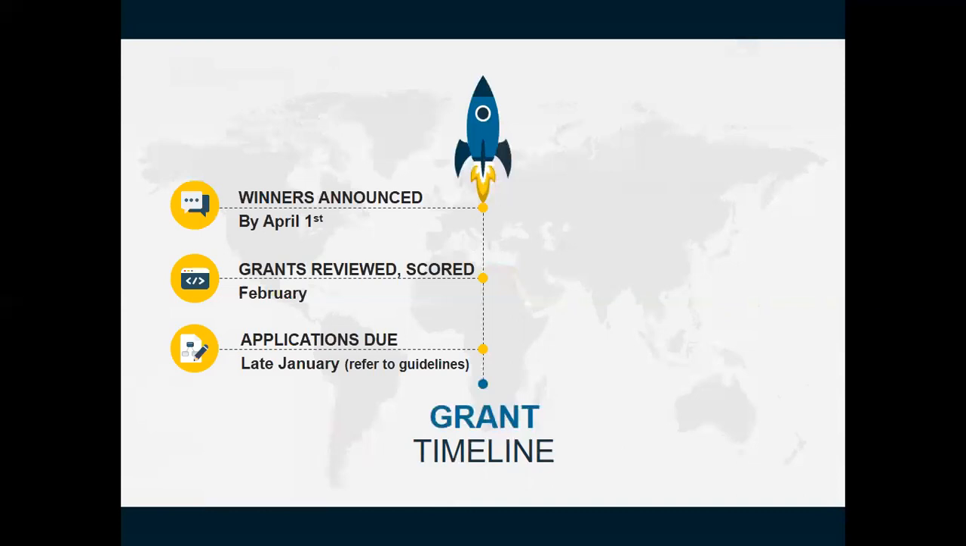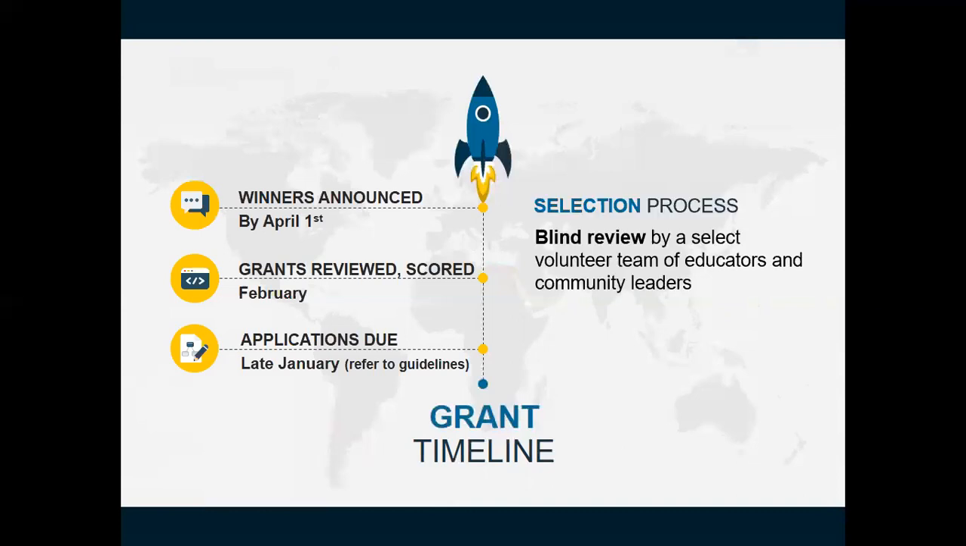Winners will be announced by April 1st, and the selection process that we go through with that team of reviewers is a blind process. So no one will know that it's your application that is being reviewed, and because of that, we want to make certain that you avoid the use of anything in your application that would divulge the name of your school district, the name of your school, or any particular individual on your staff.